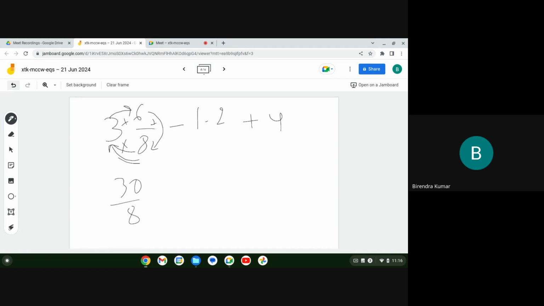So this part you guys know. I'm converting everything into one form so that we don't end up dealing with apples and oranges separately. We have only apples or only oranges. So this became 30 over 8. This part is fine. What about this second guy, 1.2? If I have to write that in fraction, what will that be?